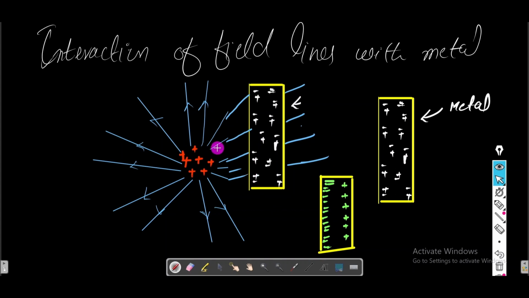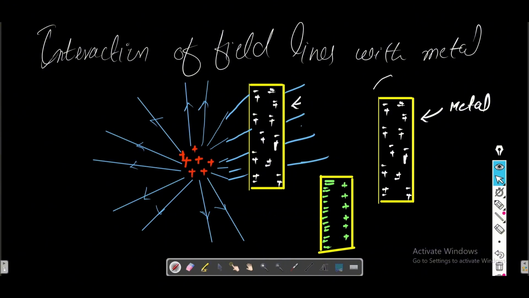So this is all about the electric field lines' interaction with the metal. If the external charges are positive charges, the electric field lines move away from them, and when the metal comes into that field, the electrons present in the metal will be attracted towards these positive charges, and the positive charges present in the metal will be repelled and will arrange on the right side of the metal. These are about the interaction of field lines with metal.